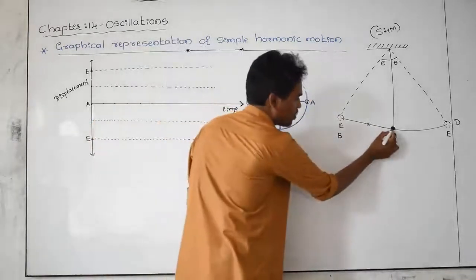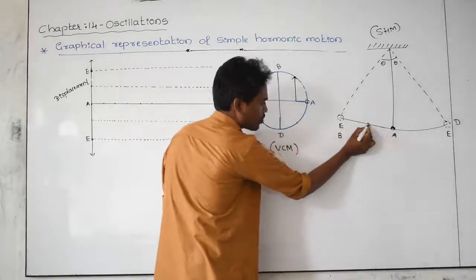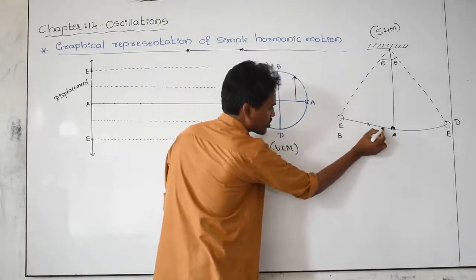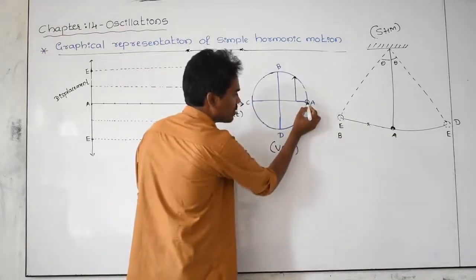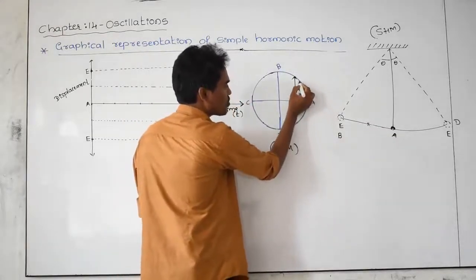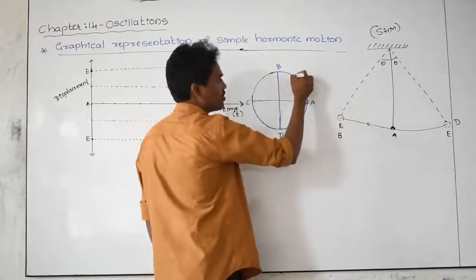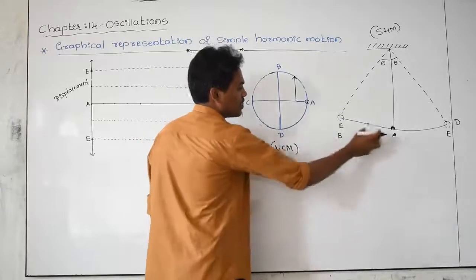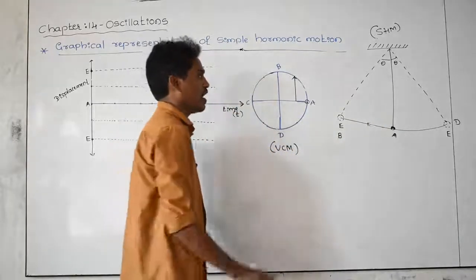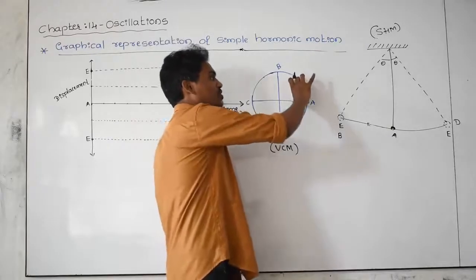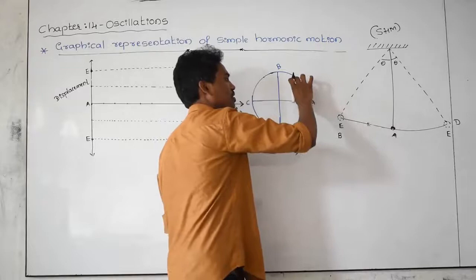Object is here, mean point. The object is moving from A point to this point, then this is the displacement. In circular motion the object is moving from this point to this point, which means this point is nothing but this point, and this is the displacement in simple harmonic motion. By using circular motion, this displacement is nothing but this one.